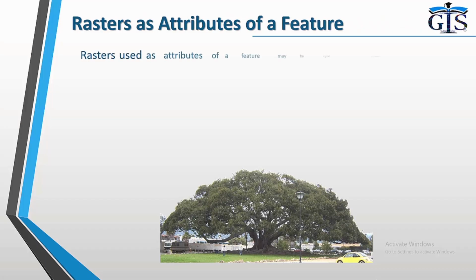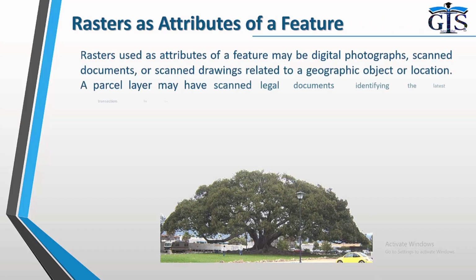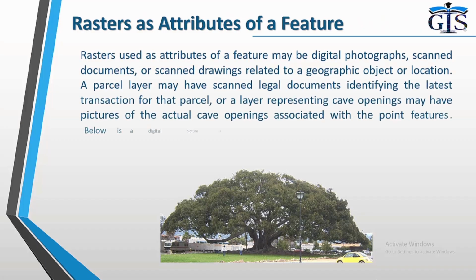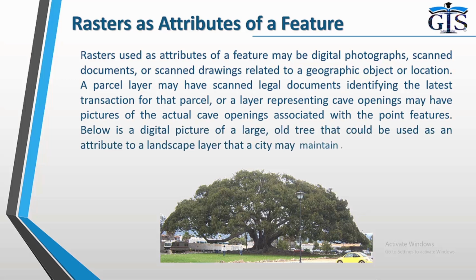Now let's see rasters as attributes of a feature. Yes, rasters used as attributes of a feature may be digital photographs, scanned documents, or scanned drawing related to a geographic object or location. A parcel layer may have scanned legal documents identifying the latest transaction for that parcel, or a layer representing cave opening may have pictures of the actual cave opening associated with the point features. Below, as an example, is a digital picture of a large, old tree that could be used as an attribute to a landscape layer that a city may maintain.